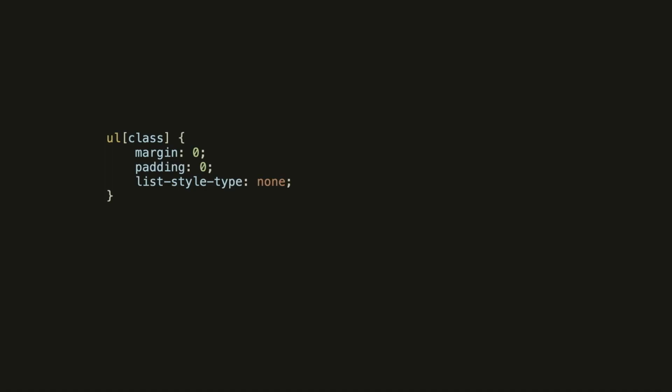This is part of a reset that says, hey, if a UL has a class attribute set, apply some margin, padding and no list style, nice. But if I as an author write this piece of code, it won't be applied because the specificity of the one used in the reset is higher than the one that I wrote.